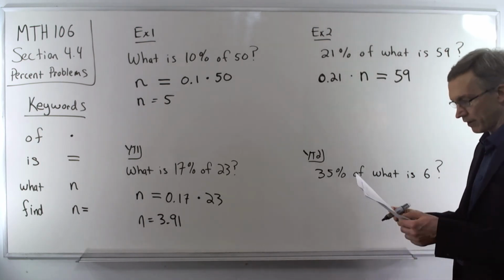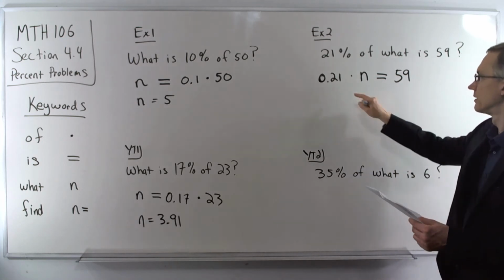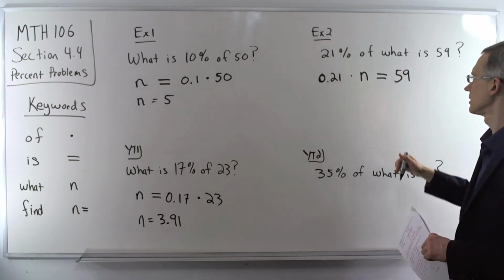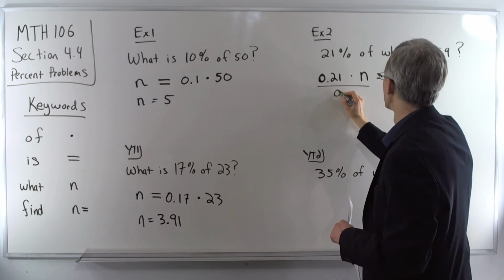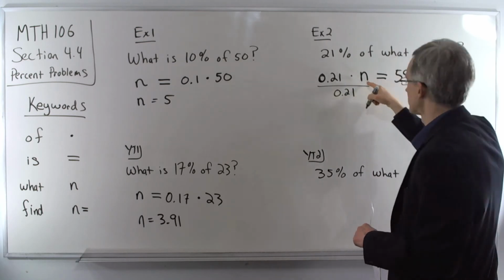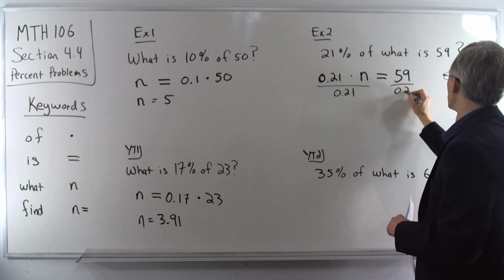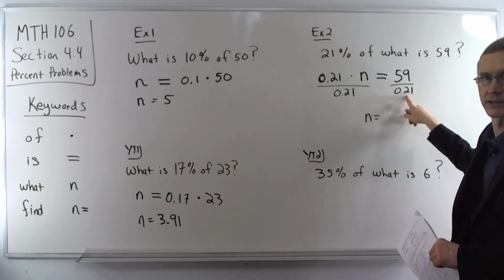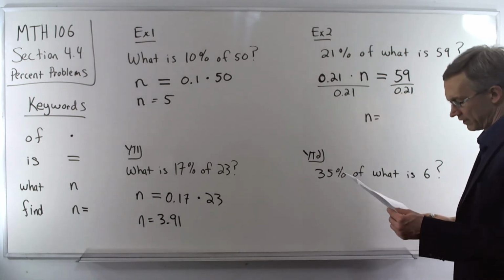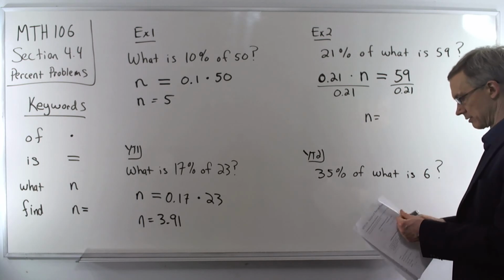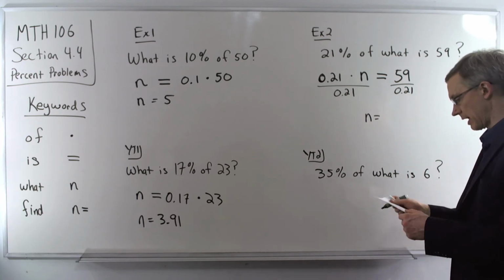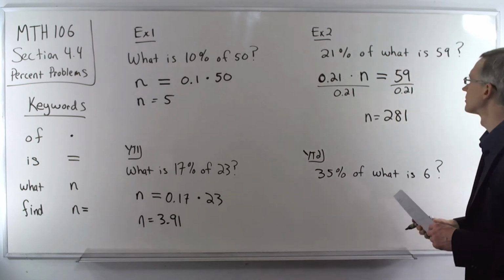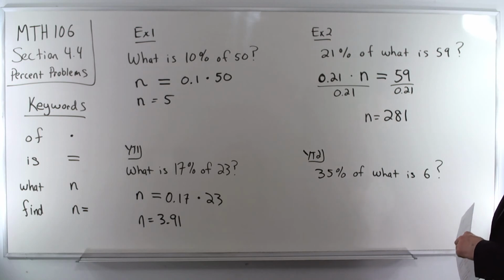All right, now we've got to move on to step 4. The variable is multiplied by a number. So we'll divide both sides of the equation by the number that the variable is multiplied by. So divide both sides by 0.21. Those will cancel, leaving just n on the left side. Make sure whatever we do to one side of the equation, we do the exact same thing to the other side. So 59 divided by 0.21 is 281. So 21% of 281 is 59.